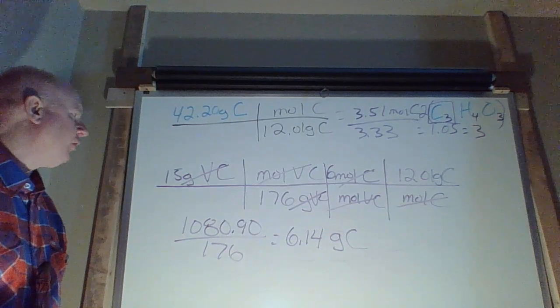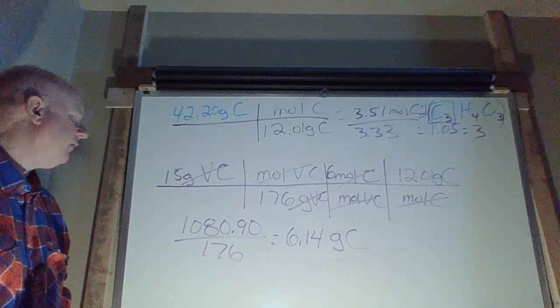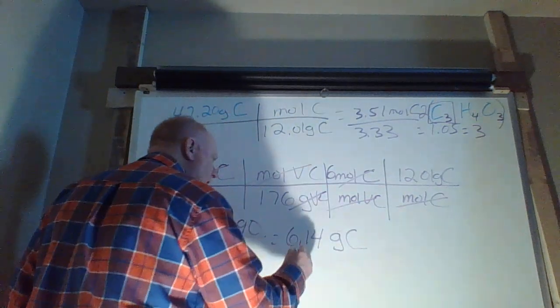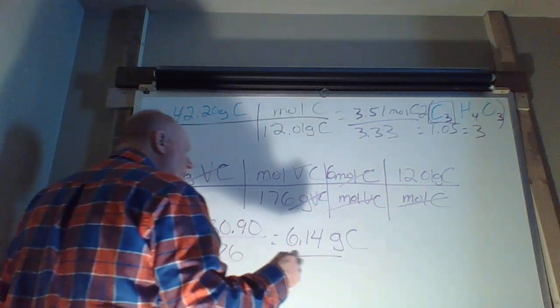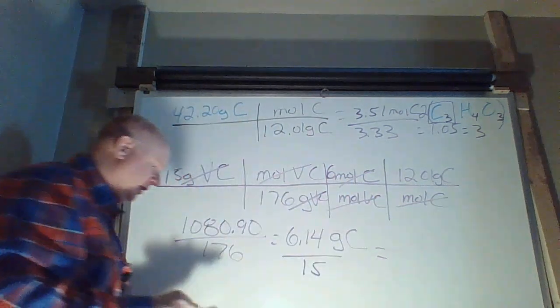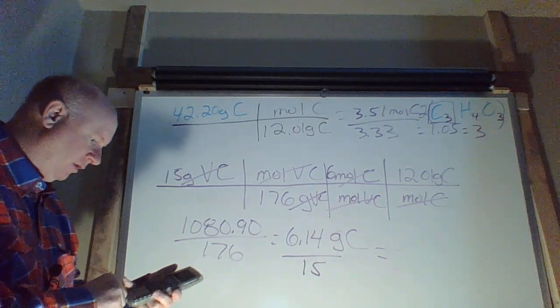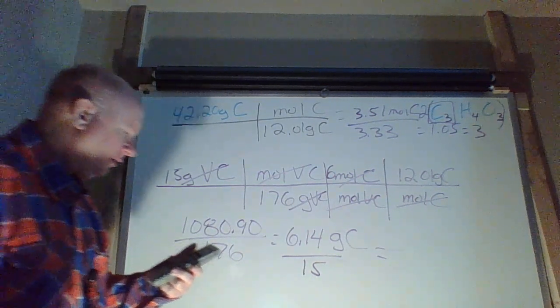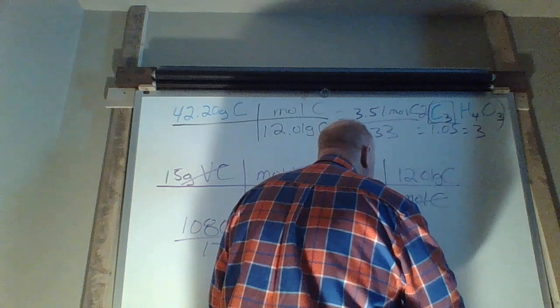So if we wanted to know the percent composition of this, we could also take that one step further, divide 6.14 by what we started with. So the percentage of that is 6.14 divided by 15, and it is 41%.